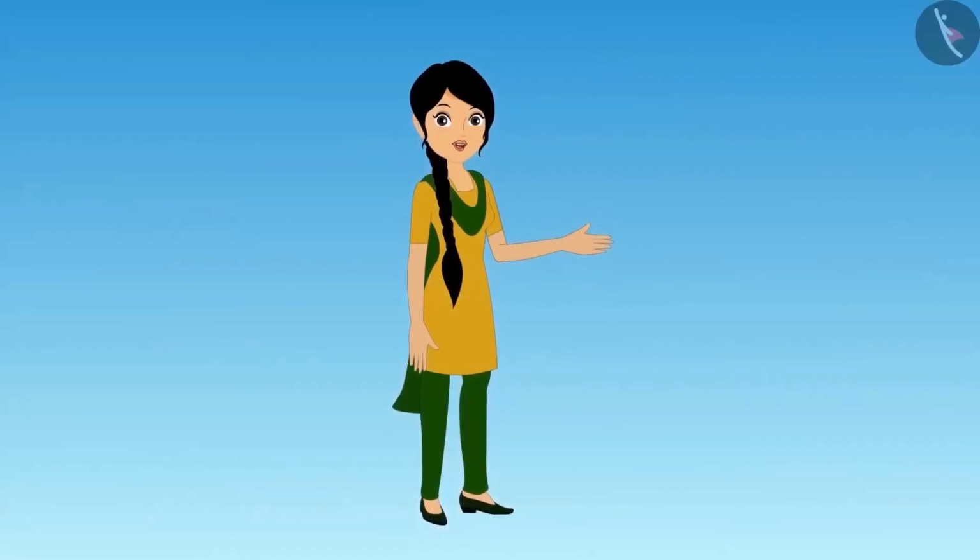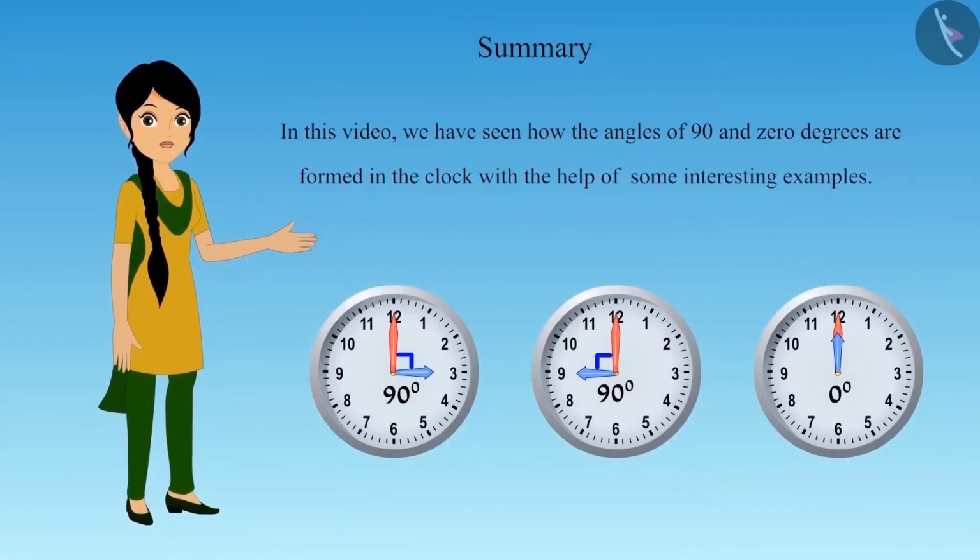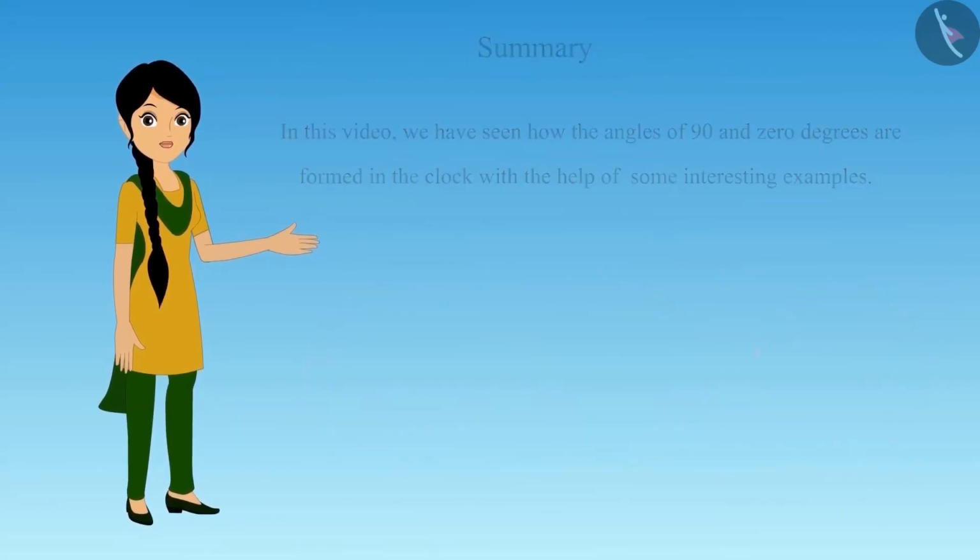Did you notice how well Golu and Bholu are playing this game? You can also play a game like this with your friends. In this video, we have seen how the angles of 90 and 0 degrees are formed in the clock with the help of some interesting examples.